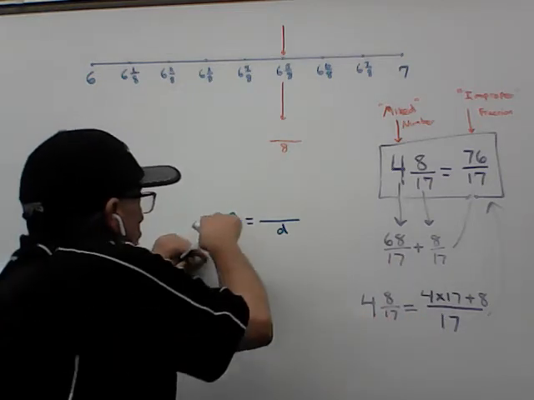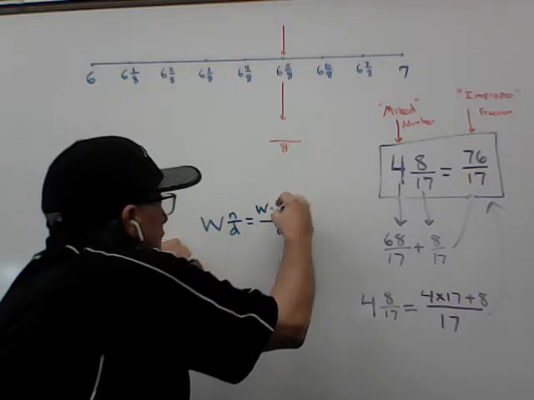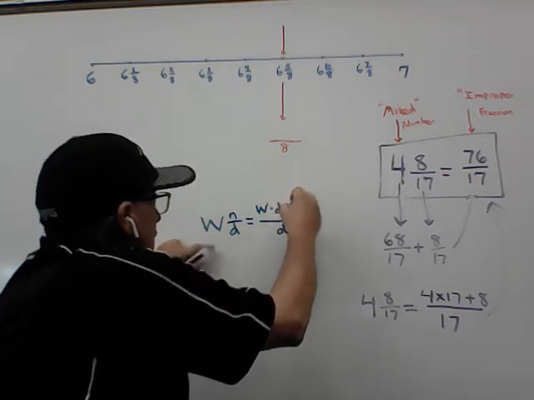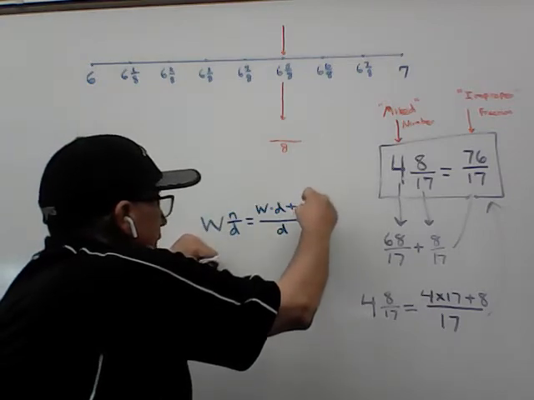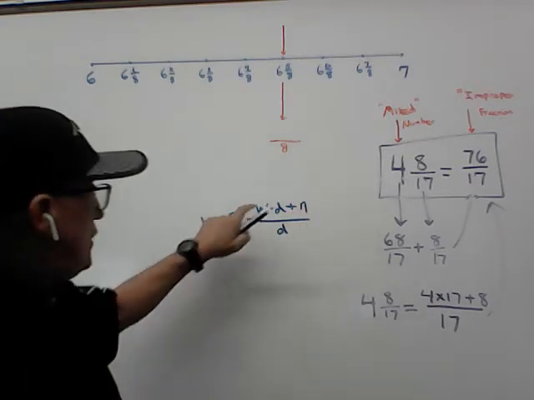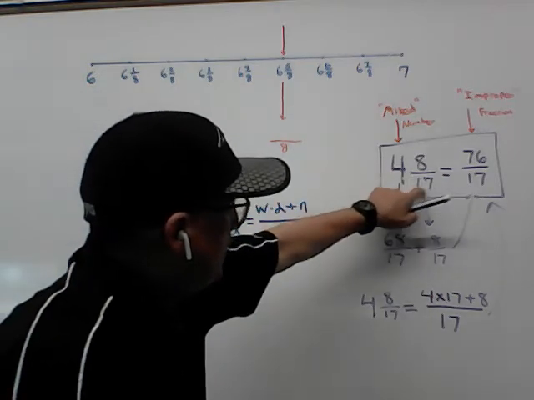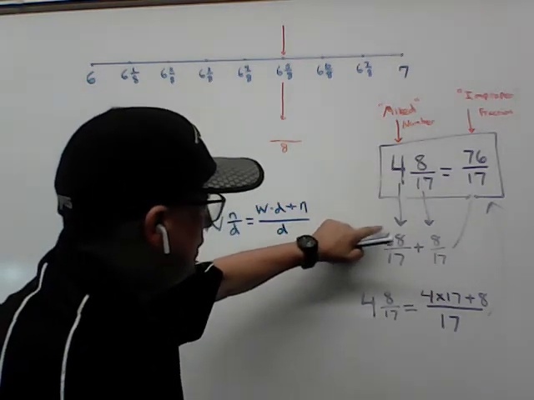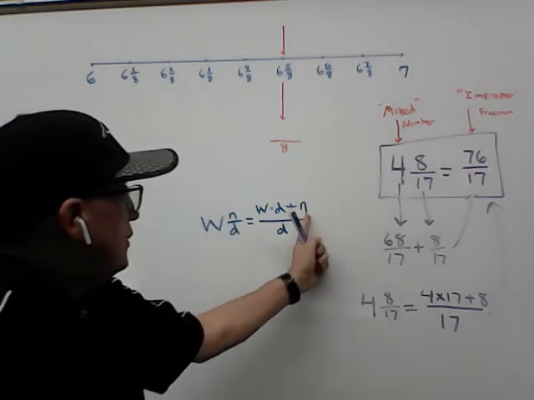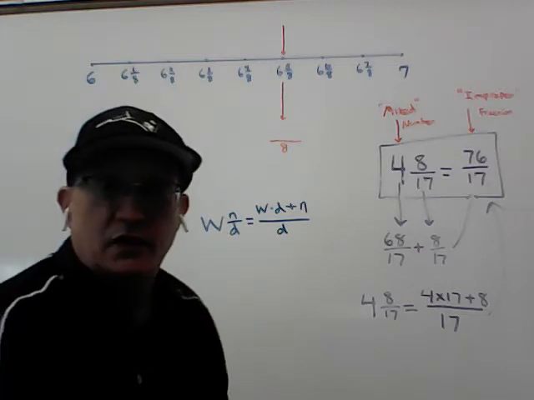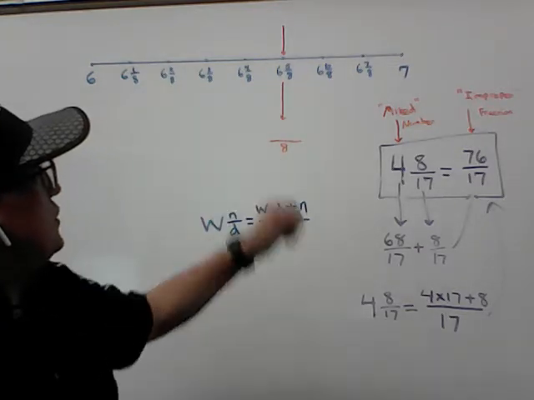And now you do whole number times denominator. So W, I'll use the raised dot here, times D, and then we have to add the extra N there. This W times D was the 4 times 17, giving us the 68, because the 68/17 was 4. And then, of course, we had to add the additional 8/17. So that's always how it will work. Let's look at a new example.